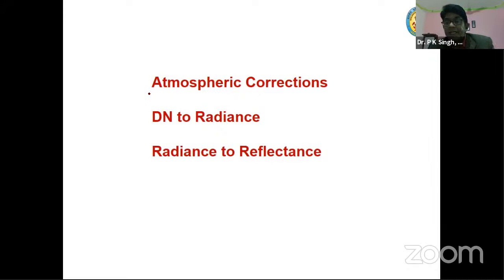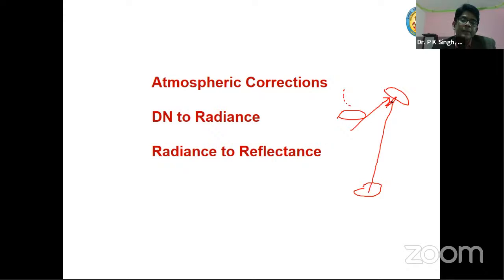Apart from that, some atmospheric corrections are done. As I told, this is your sensor, and some radiated, some reflected radiated energy from the atmosphere goes to the sensor. Actually, we are interested in the energy which is coming from the object, but some scattered light, some reflected light, that is also going to the sensor, and that energy is recorded in the form of DN value. So some corrections are done to remove all those things which are coming from other sources.